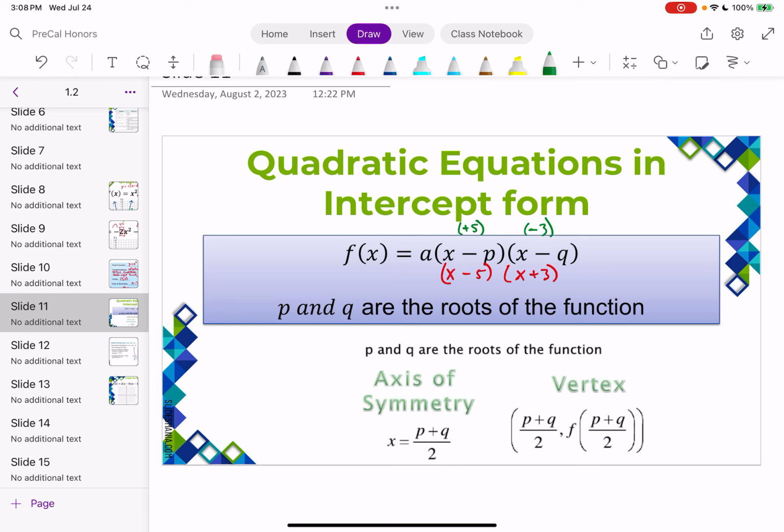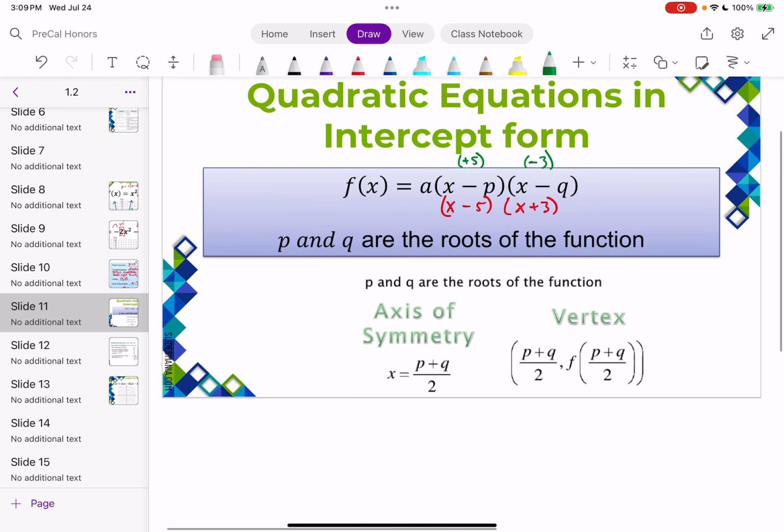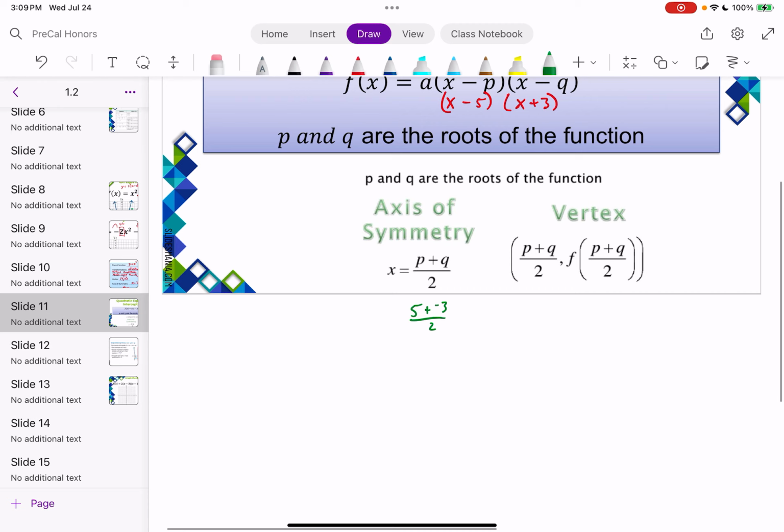When we have those numbers, we can put them into our axis of symmetry equation, which is P plus Q divided by 2. So we have 5 plus negative 3 divided by 2, which leaves us with 2 divided by 2, which is equal to 1. So our axis of symmetry is 1.